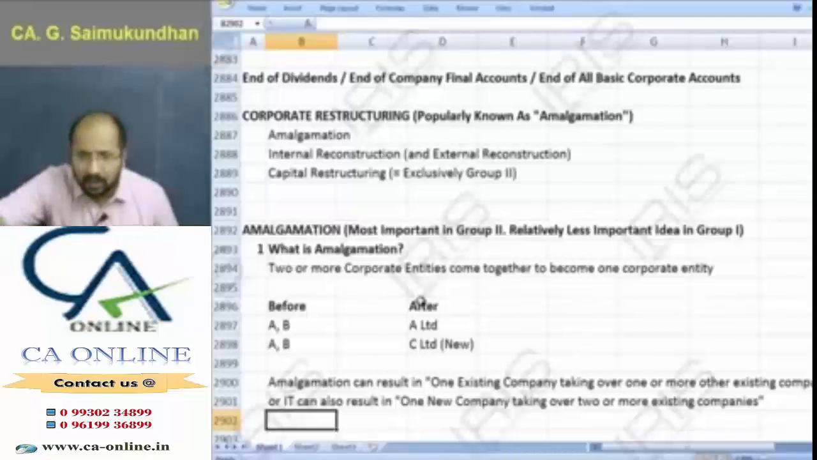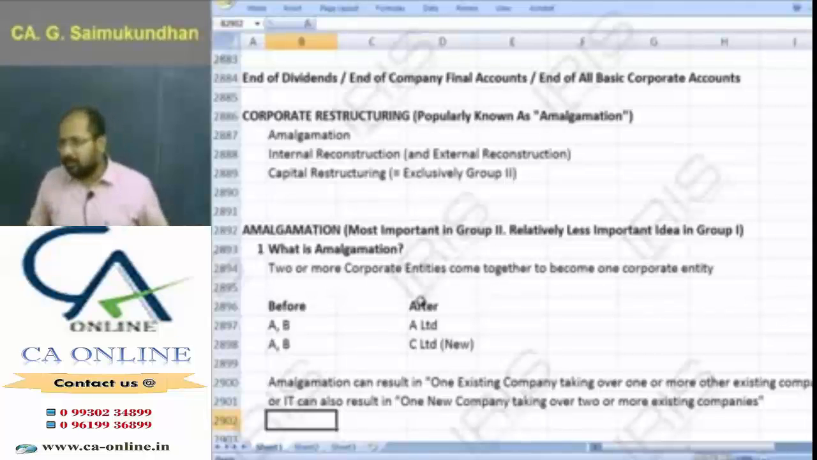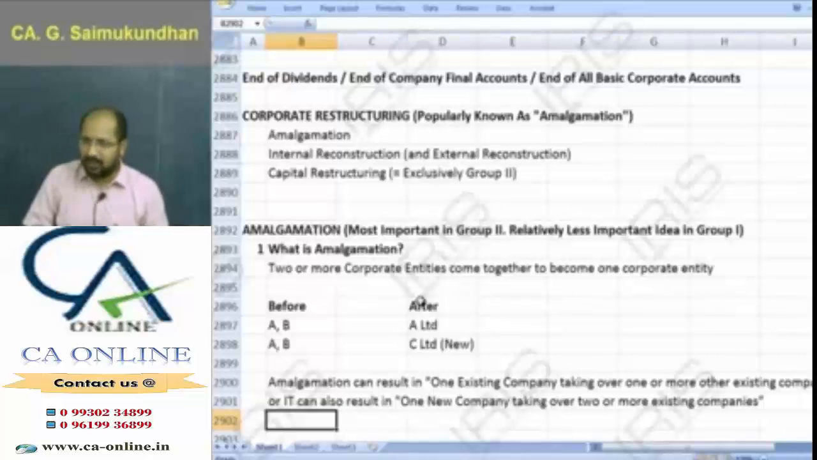So you are running a business called A and Co. I am running a business called B and Co. I come and tell you that B and Co will take over your business. Or I say, let us do this business together from tomorrow onwards. Both of us come together and create a new entity called C and Co. That is also called amalgamation.